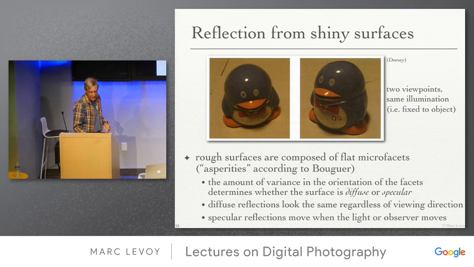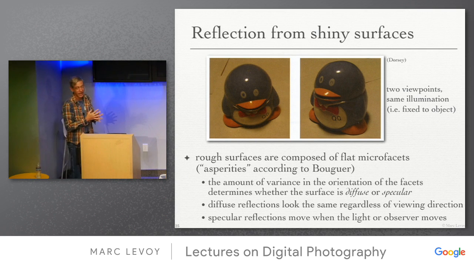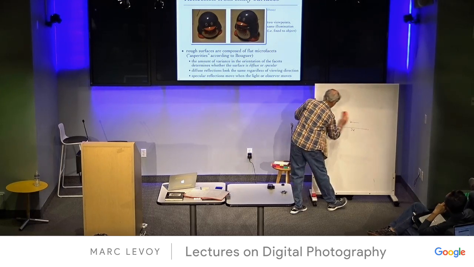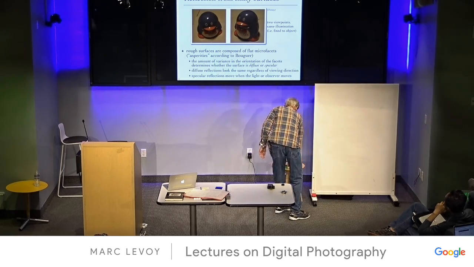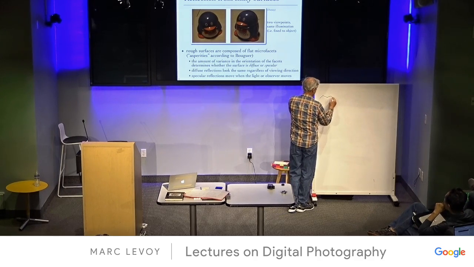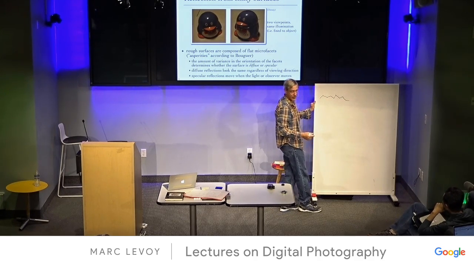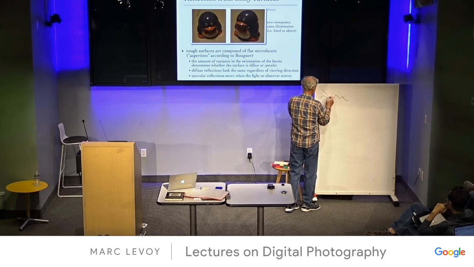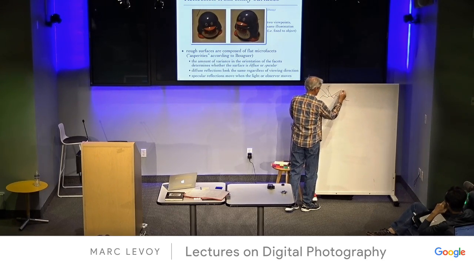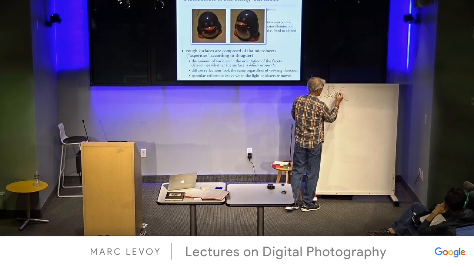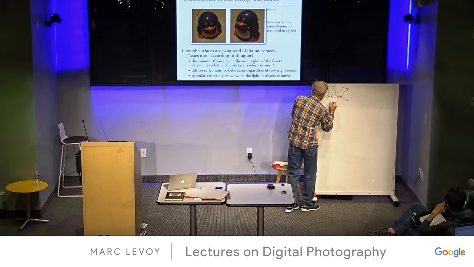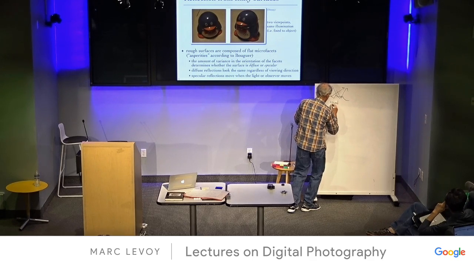Okay, reflection from shiny surfaces. So Bouguer did more than boil fat to make candles. He also came up with this idea of microfacets. He said, if you assume that a surface is composed of what he called small asperities or microfacets, if it's fairly rough like that, then the light will be reflected in a variety of directions, and some of them may even be blocked. And so he called that a rough or a diffuse surface.